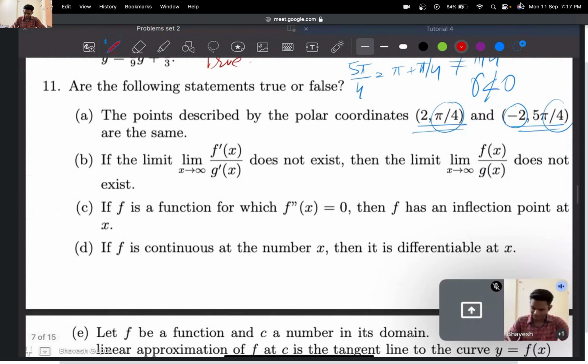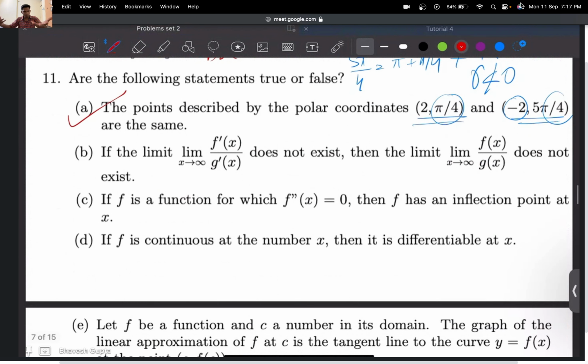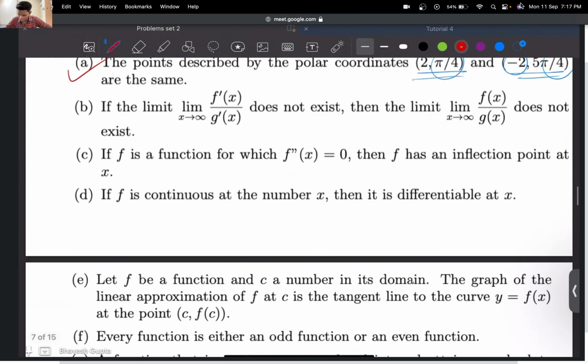I hope this teaches you this coordinate system. It might be useful in your questions. Let's say you might have a problem in terms of r theta. Probably, I don't know, just in case.